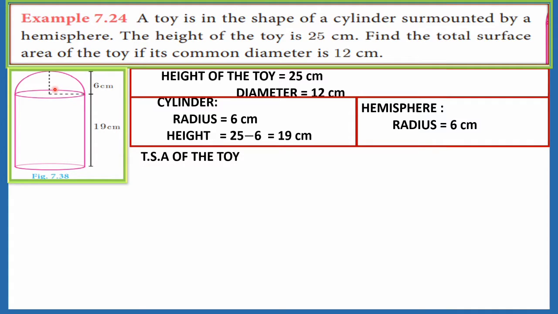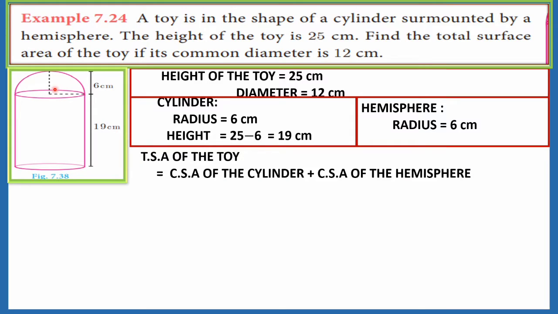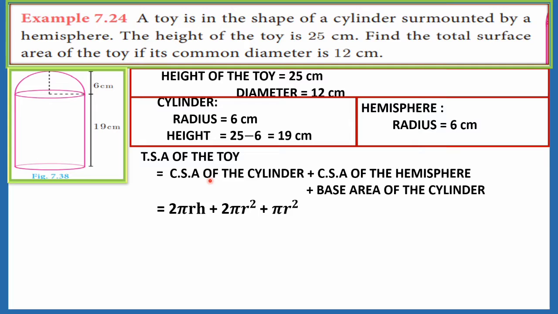We have to find the total surface area. We know total surface area of the toy equal to curved surface area of the cylinder plus curved surface area of the hemisphere plus the base area of the cylinder. What is the base? Circular base. Curved surface area 2πrh, and for the hemisphere 2πr². Base area of the cylinder πr². These two are like terms, so adding together we get 2πrh plus 3πr². Take the common terms outside: πr(2h + 3r).